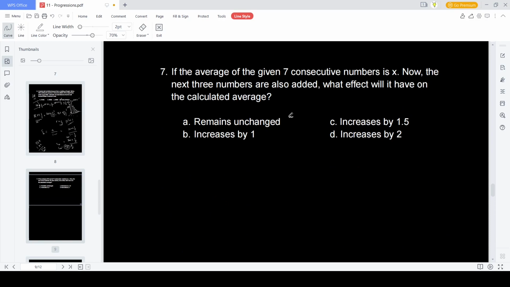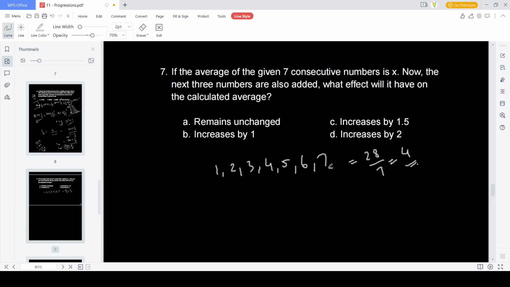If the average of 7 consecutive numbers is x, and the next 3 numbers are also added, what effect will it have on the calculated average? Okay, so let's say the average of 7 consecutive integers, right? So let's say 1, 2, 3, 4, 5, 6, and 7. To average this, we have to add these. 3 plus 4 is 7, 7 plus 5 is 12, 13 plus 5, 18. 18 plus 4 is 22. 22 plus 3 is 25. 25, 27, 28. Okay, so this comes as 28. Divide by 7, you'll get the average as 4. So the average of these numbers is nothing but 4.